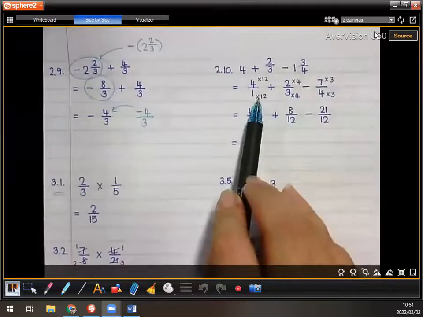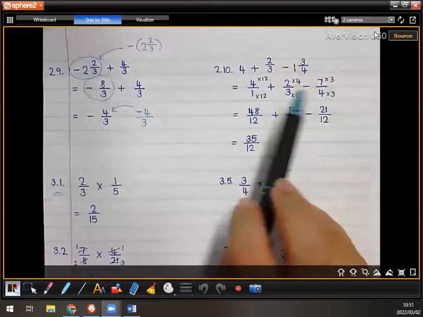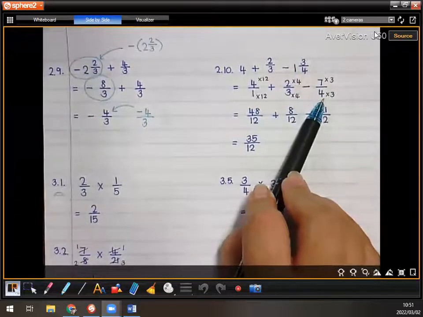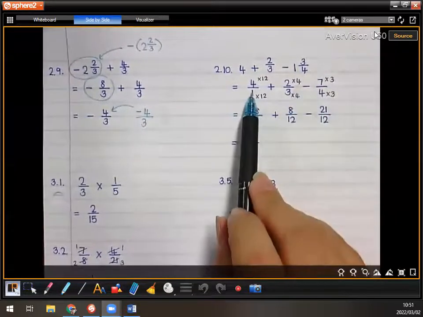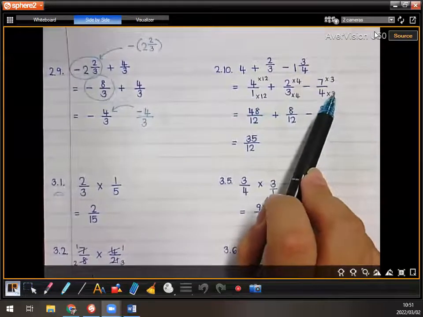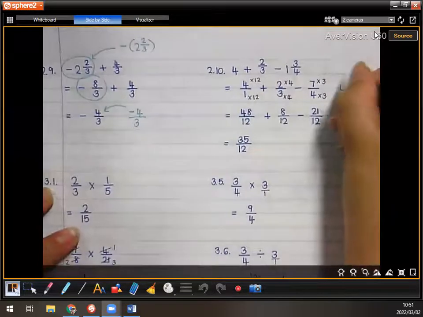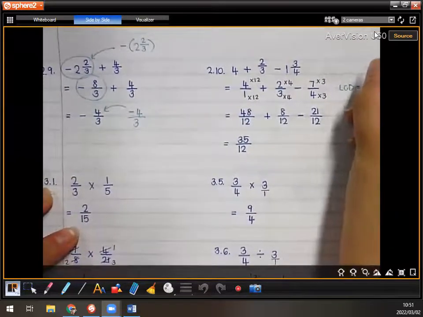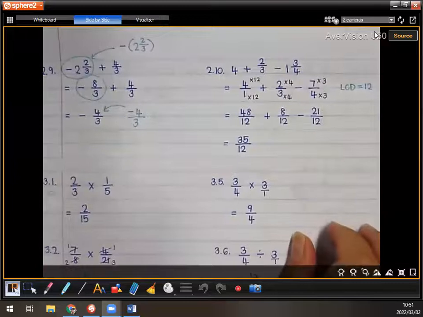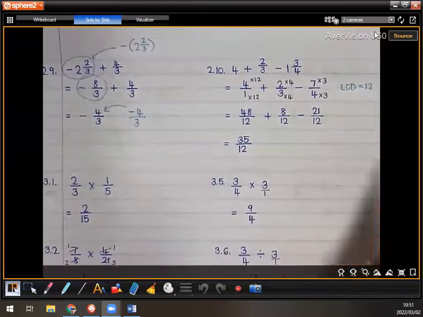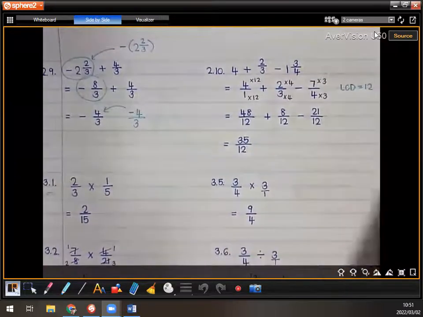Now you're looking at your 3 denominators. We have 1 and we have 3 and we have 4. Do we agree that the smallest number that all 3 of those can divide into is 12? Right? So now you can write that on the side. Remember, that is useful sometimes, just so that you don't have to keep thinking, oh, what was the LCD again? Oh, I forgot. Better if you just write it down on the side.